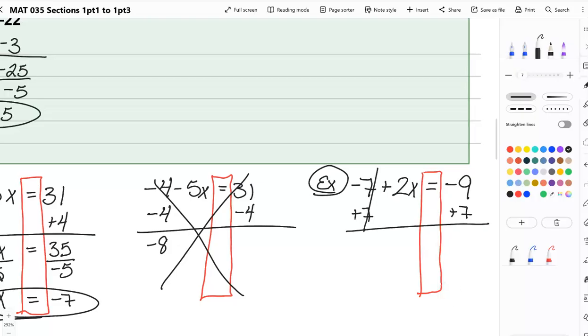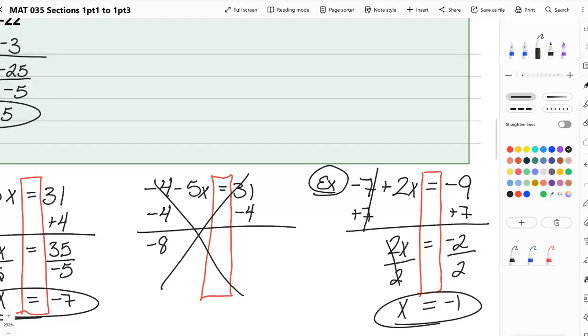-7 plus 7 is going to zero out. That's going to leave me with a 2x. -9 plus 7 is a -2. And then we're going to do the opposite. We have 2 times x, so the opposite is dividing. And that's going to leave me with x equals -1.